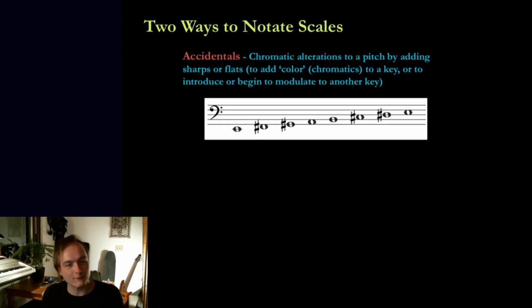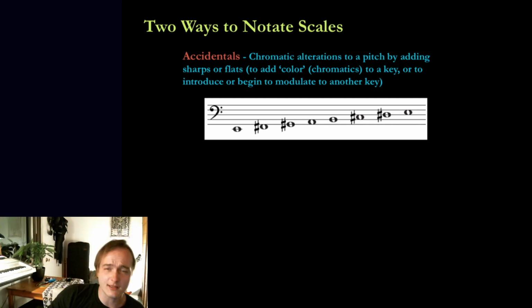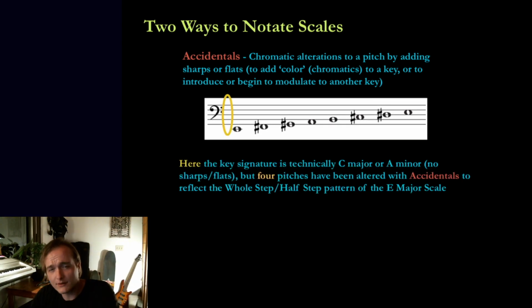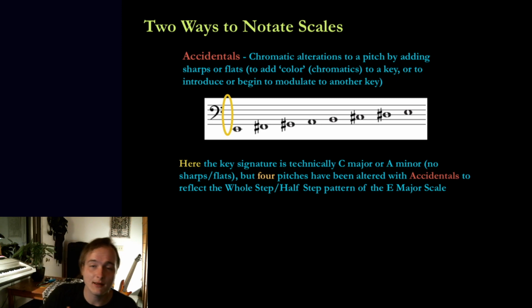Now we know two ways of writing scales, and sometimes we'll be asked to write scales using the pattern of whole steps and half steps and using accidentals, which is what we'll call the sharps and flats when they're placed on each individual note. The definition of accidentals is chromatic alterations to a pitch made by adding sharps or flats. The difference between this and the key signature is that the key signature here is empty. There is no key signature here, so technically this is referring us to C major or A minor. That would be the default assumption.